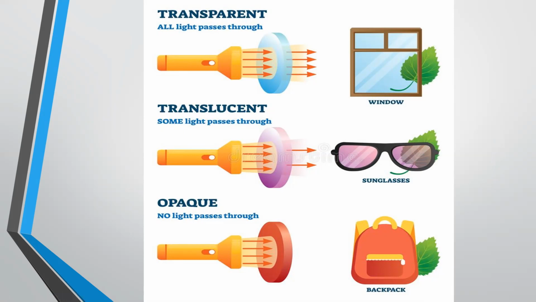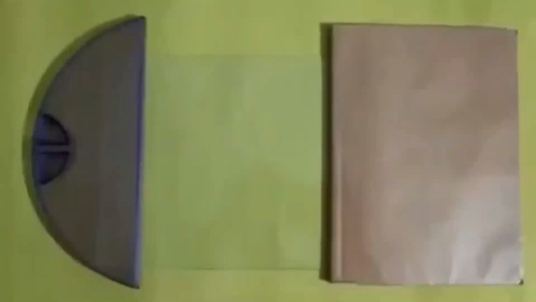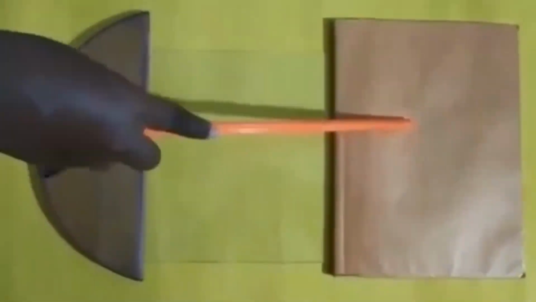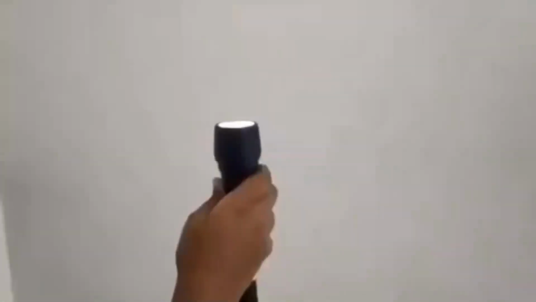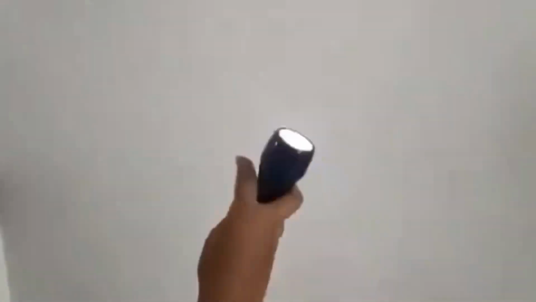Now, let's understand the transparency of objects through an activity. I have taken a clear glass, a colored glass, and a notebook for this activity. I am using a torchlight as my source of light. See how bright the torchlight is. Now let's check what happens with different objects.